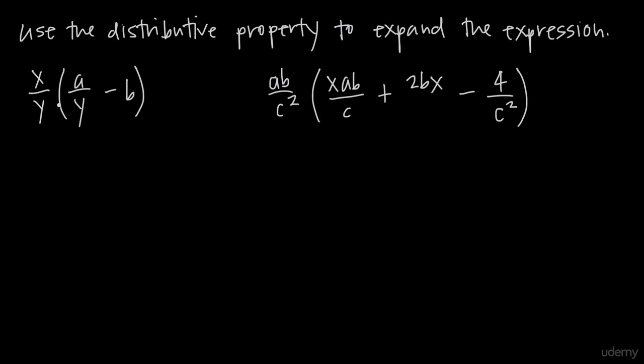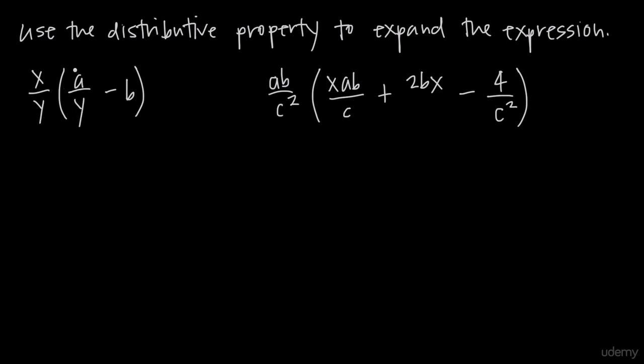So let's take a look at a couple of examples. This first one here, we have x over y times the quantity a over y minus b. Just like with the distributive property before, we want to make sure that we multiply the value that's outside our parentheses by each of the values inside our parentheses. So we're going to look at x over y times a over y.